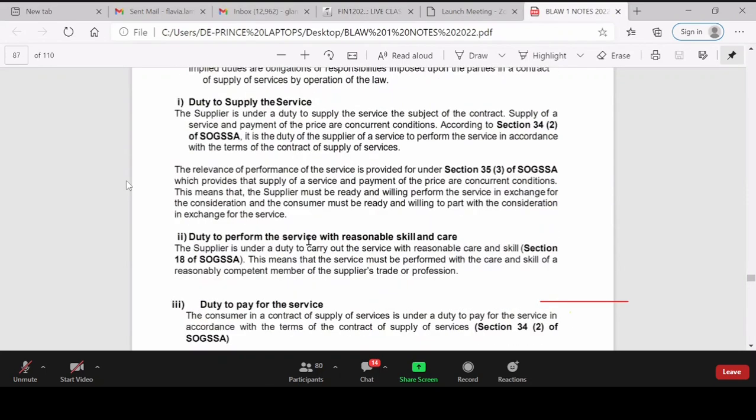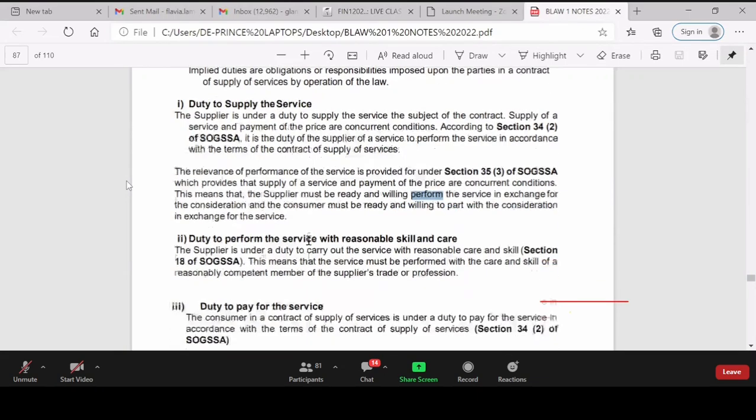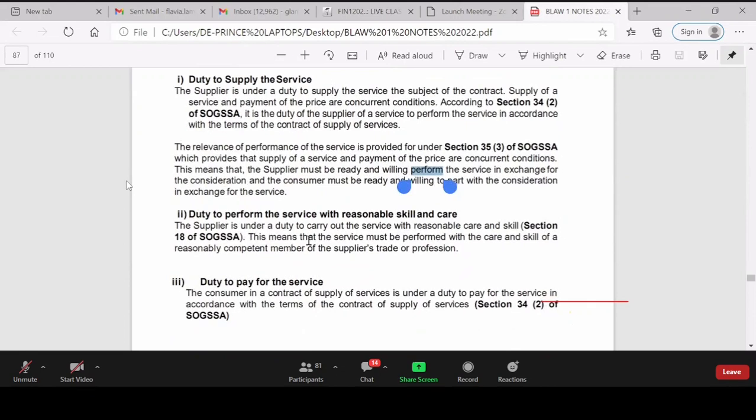Then duties of the supplier. He has a duty to supply the service. You have contracted him, you have agreed, he has agreed to supply the service. So when the time comes to supply the service, he must make sure he supplies you the service, whatever it is. If a decoration, if it is painting, if it is mechanical, whatever it is, the supplier must make sure he performs that service.